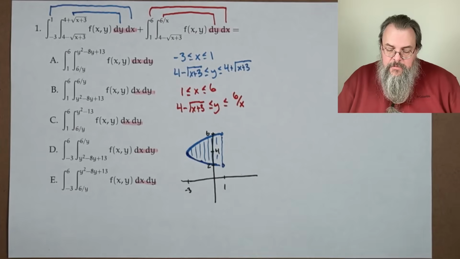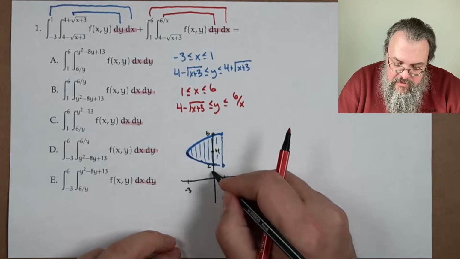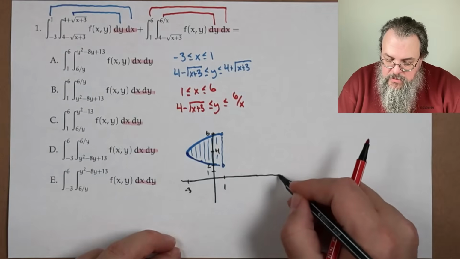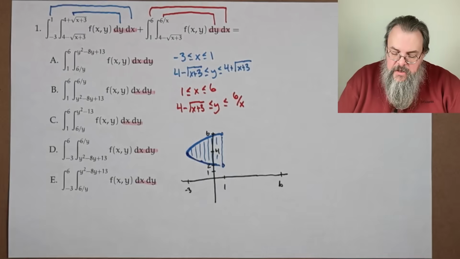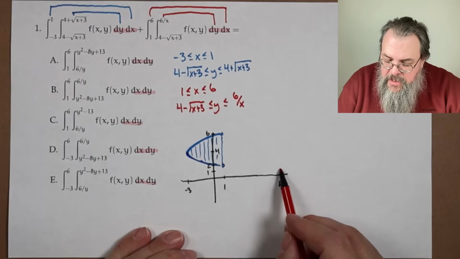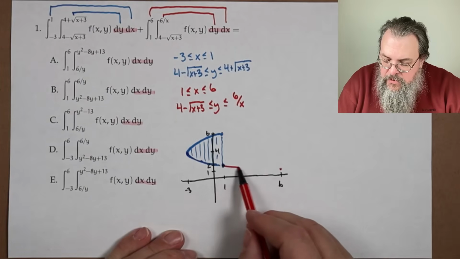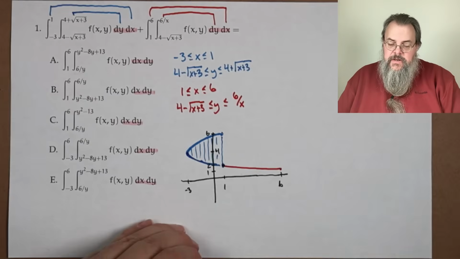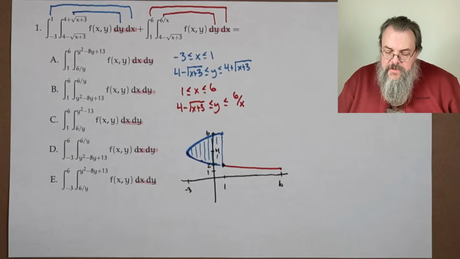And so by the time we hit over to 6, let's say it's over here. And by the way, your pictures don't have to be super accurate. We're going to get down there. All right, so that's that curve.